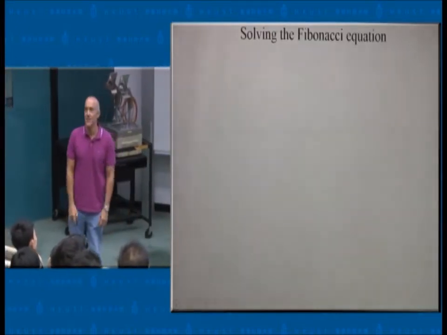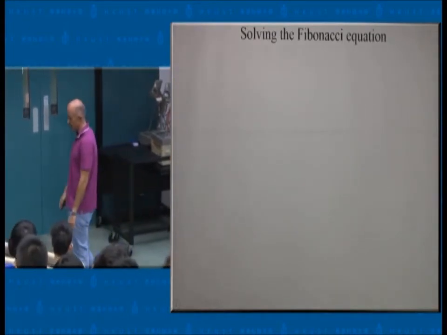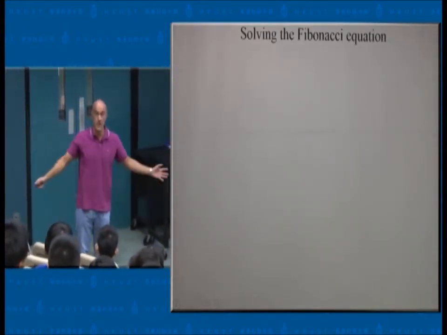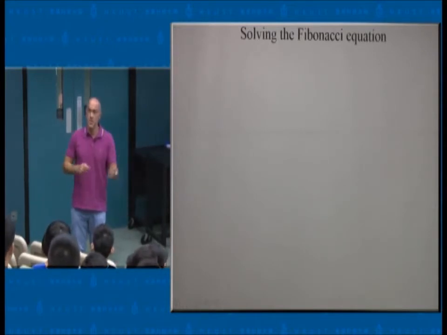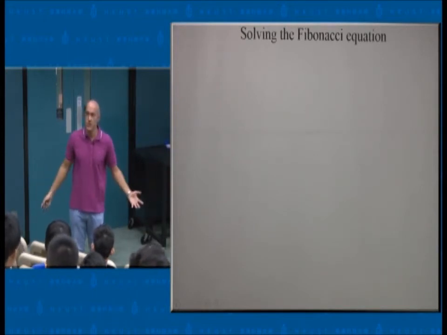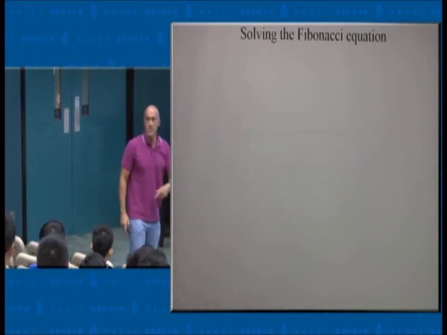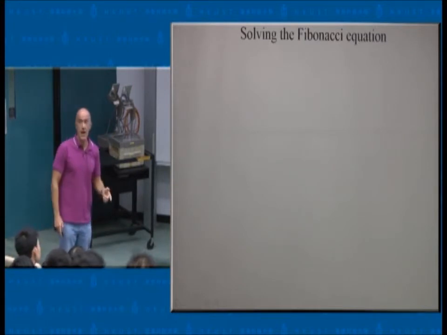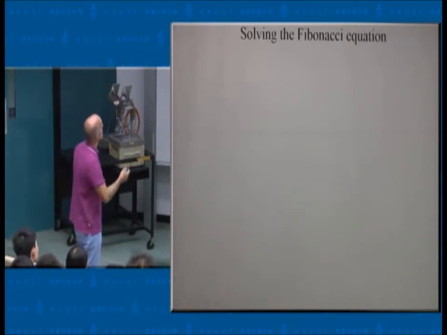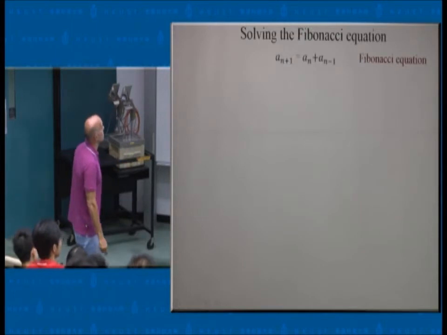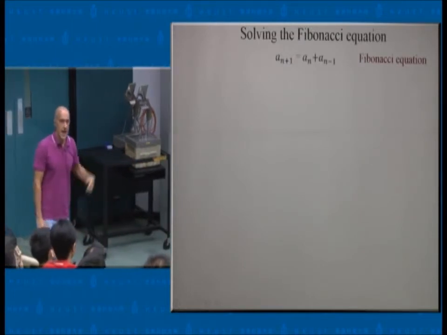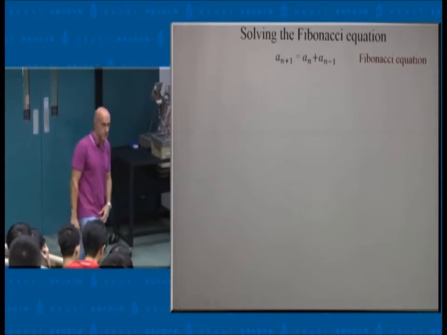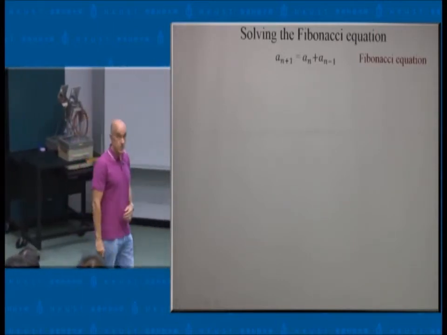Okay, so let's solve the Fibonacci equation. You can actually solve it completely. So you can determine a sub n as a number. Okay, you can get a complete solution. I won't go through the mathematics to find the complete solution. But instead, I'll show you an approximate solution. Okay? So how do we get the approximate solution? So you start with the equation. Okay? It has initial conditions, but we won't need the initial conditions to find the approximate solution.